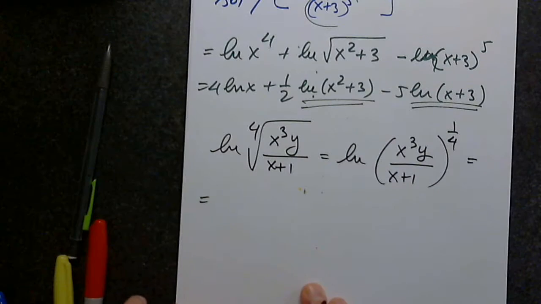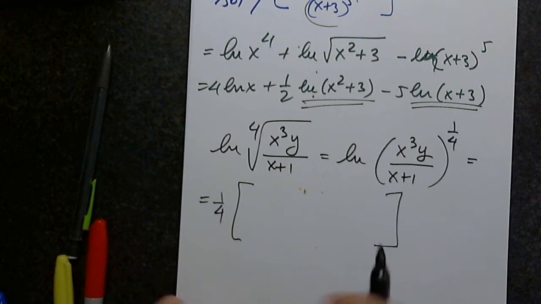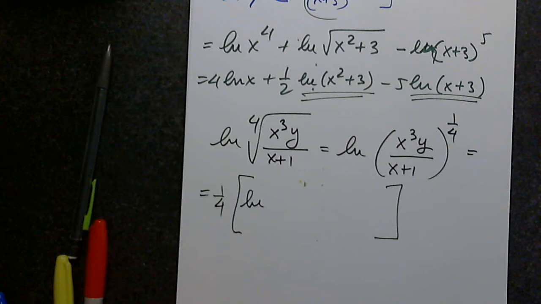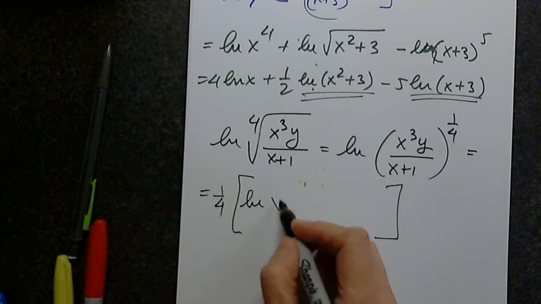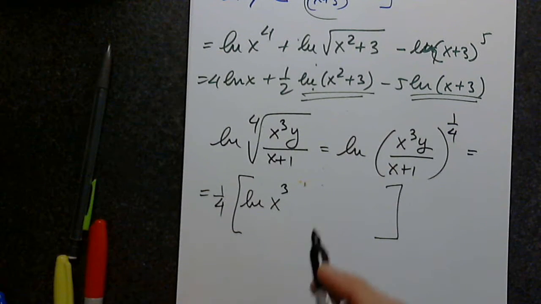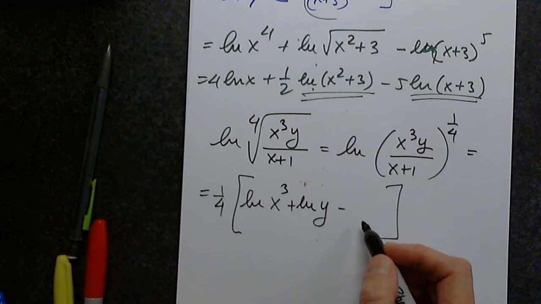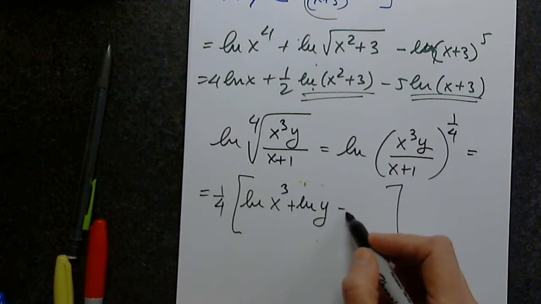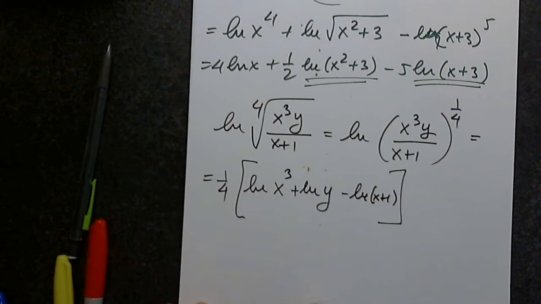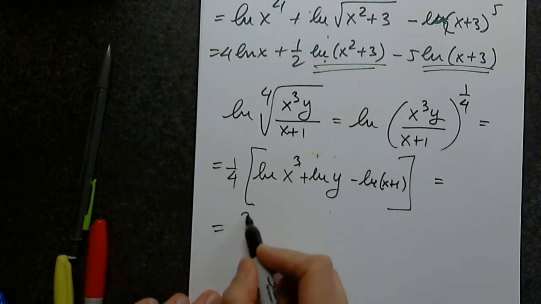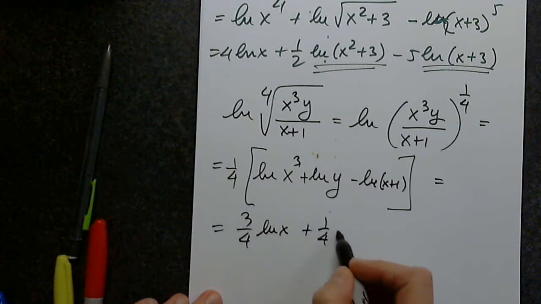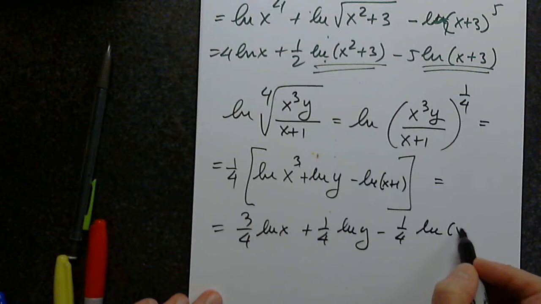The first property that needs to be applied here is moving 1/4 in front. And then let's see what we have in brackets. I see two quantities at the top and one quantity in the denominator. So what will you write? Natural log of, okay, minus natural log. I agree. Then we have to move 3 in front and distribute 1/4. So 3/4 natural log x plus 1/4 natural log y minus 1/4 natural log x plus 1. Very good.